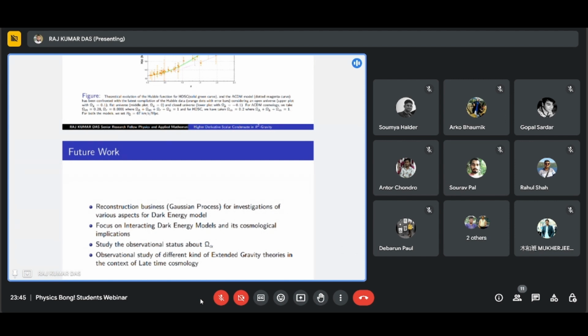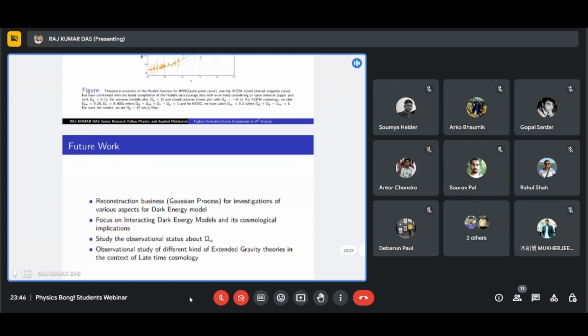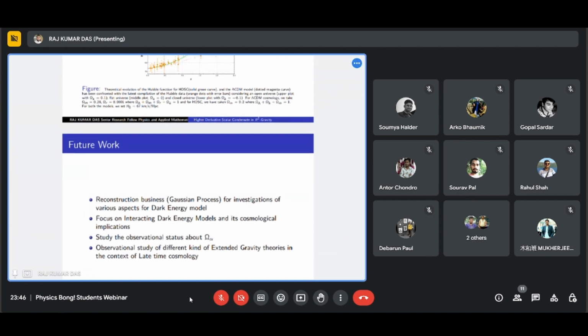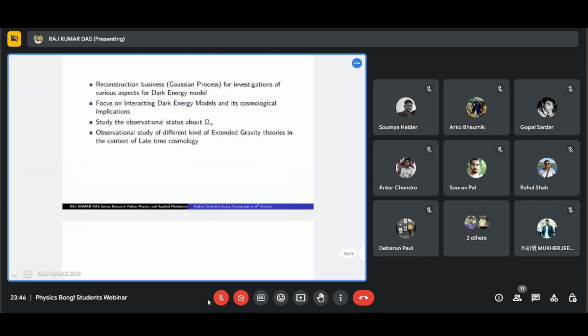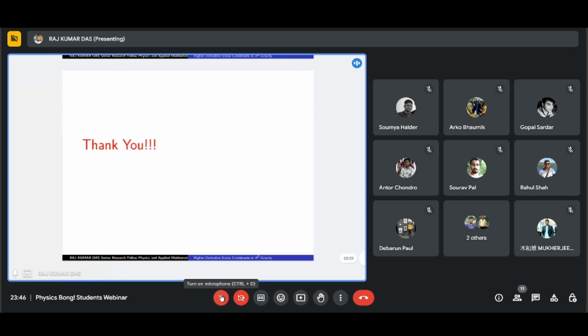So I am summarizing this work, and in the future we will try to explain the dark energy behaviors in a dynamical dark energy background. And thank you. I'm finishing here.